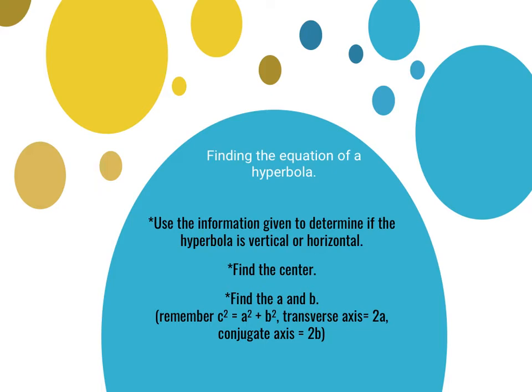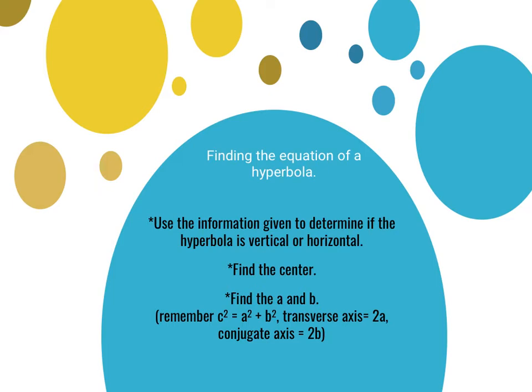First thing you're going to do is use the information that's given to determine if your hyperbola is vertical or horizontal. If it's vertical, it's transversing the y-axis. If it's horizontal, it's transversing the x-axis. After we figure out which variable is going to go first, next we'll find the center. Then we're going to find the values of a and b. And remember, sometimes we need to use the formula c squared equals a squared plus b squared, usually to find b squared.